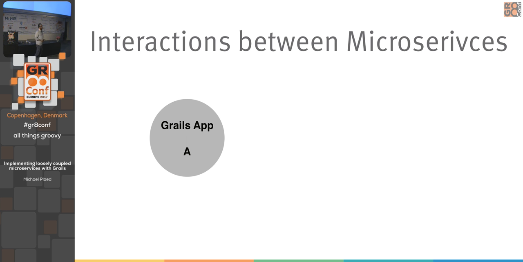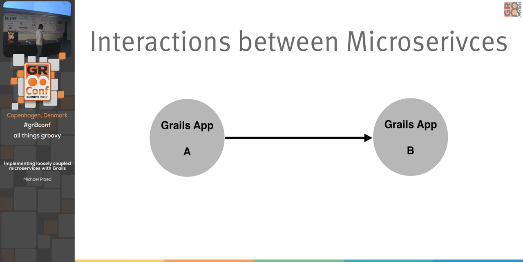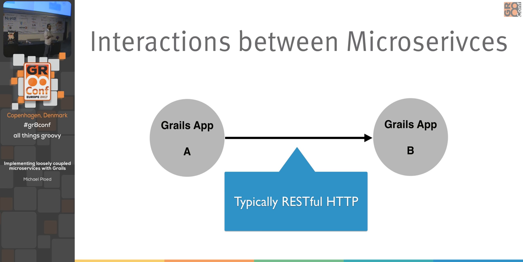So without further ado, let's take a look at usual communications in microservices. Let's say we have a Grails application A, whatever that does. If it manages cows, dogs, or cats, it's totally irrelevant. And we have another Grails app. And I would say, usually, in most cases that I see, the interaction between the two is done nowadays with RESTful HTTP. So basically, there's some REST resource that is being called. I mean, between two applications, that's fair enough.